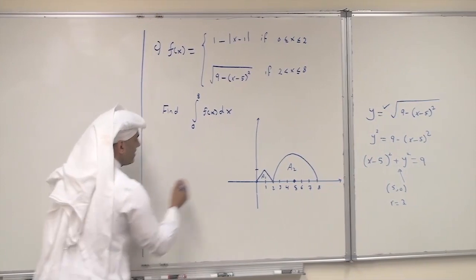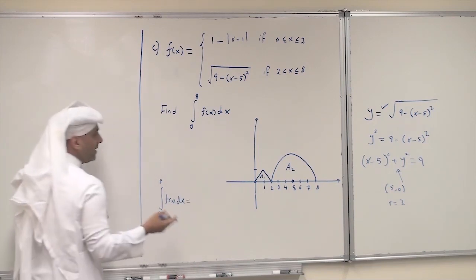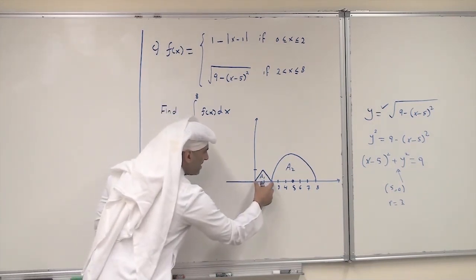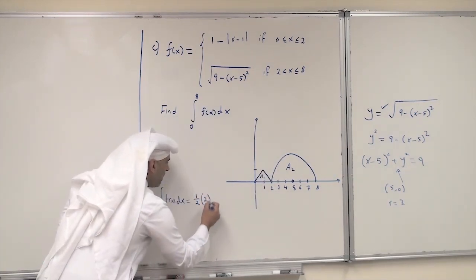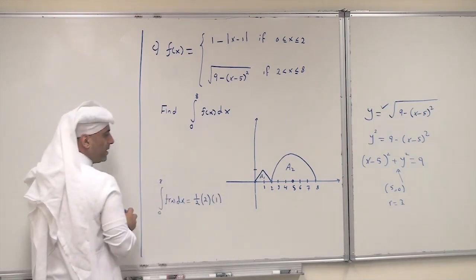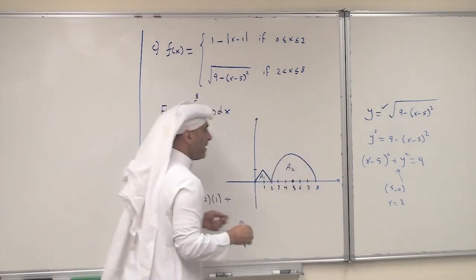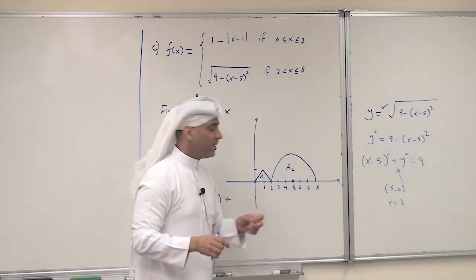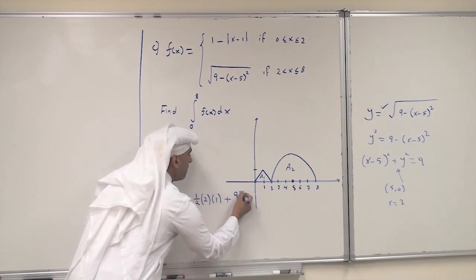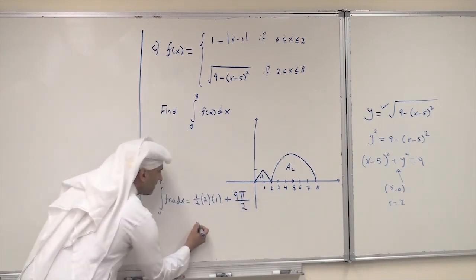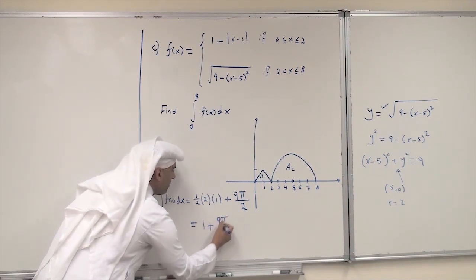So let us calculate these areas. So the integral from 0 to 8 of f of x dx will be equal to, okay, calculating the area of the triangle here, we have the base equal to 2 and the height equal to 1. So that is 1/2 times 2 times 1. That's the area of the triangle, which is A1. Plus, now what is the area of the semicircle? What is the area of the circle whose radius is equal to 3? It's pi r squared. So it is pi times 9. So the half of the circle will be 9 pi divided by 2. So the final answer will be 1/2 times 2, that's equal to 1. So it's 1 plus 9 pi over 2.